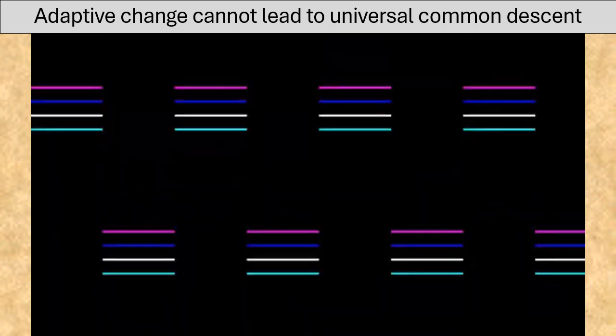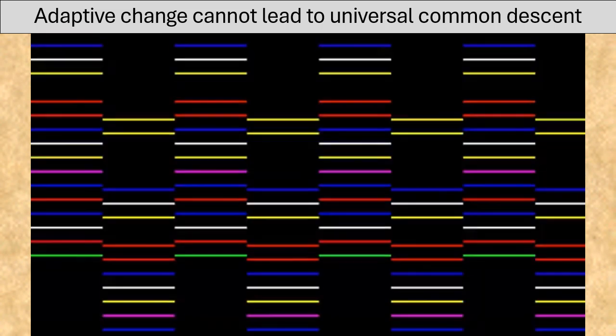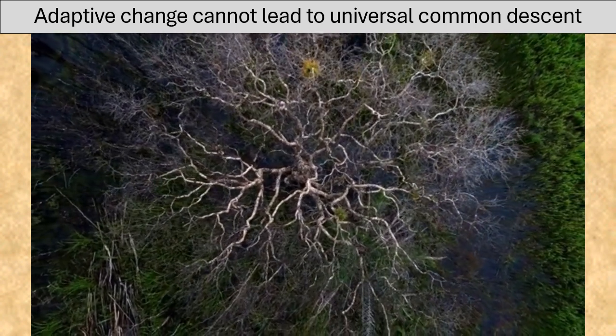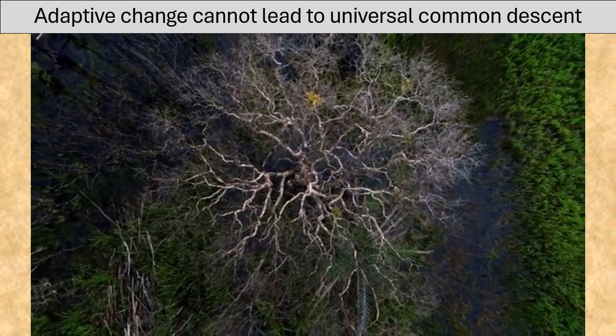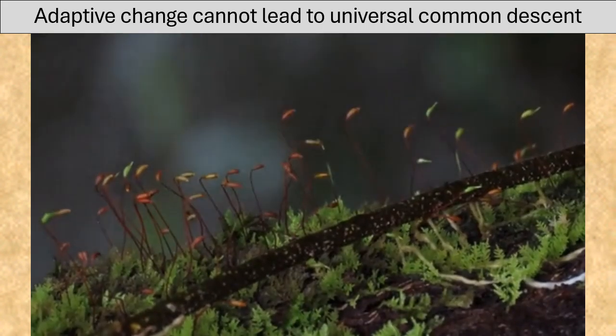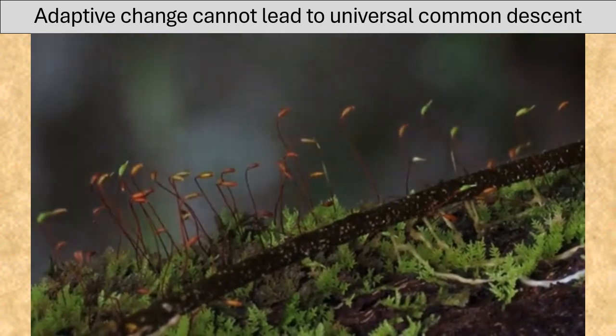The point is that the change that has been observed either results in no net change in the genome or it results in the deterioration of the genome. In other words, observed adaptation within species is actually the exact opposite of what is required for universal common descent to work. Consequently, it cannot result in universal common descent, but given sufficient time, it will only lead to extinction.